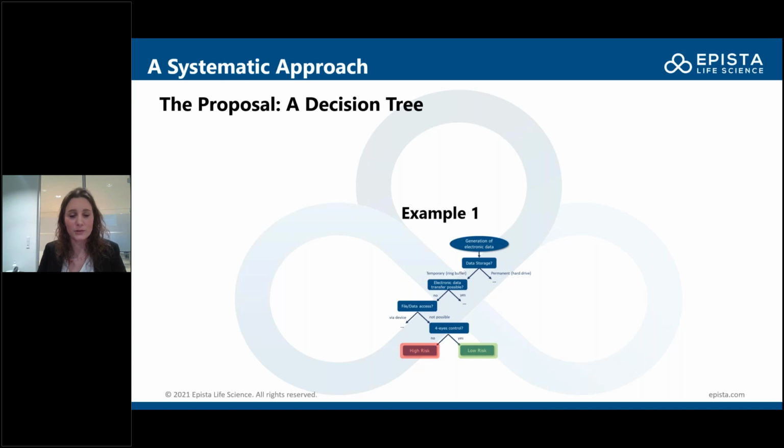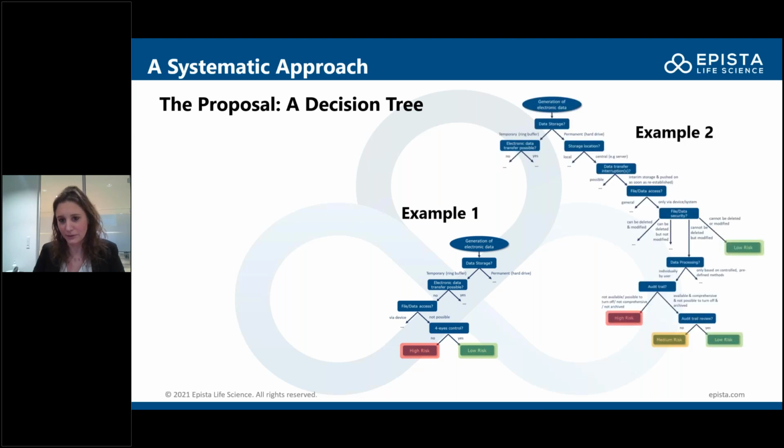Do we then have a 4 eyes control in place? Yes, we do. Okay, then that system is low risk. It might not be the nicest one. It's a lot of burden that you have with it, but still, from a compliance perspective, you can do that. And if you say, no, we don't have a 4 eyes control, well, then it is a risky system that you have because you can't really confirm the data that you got.